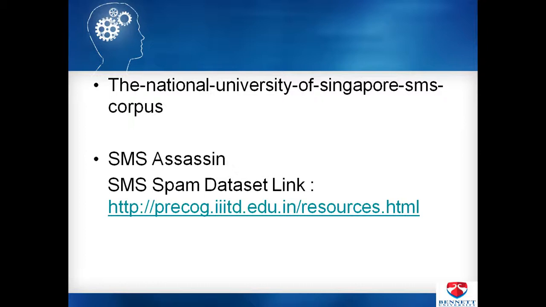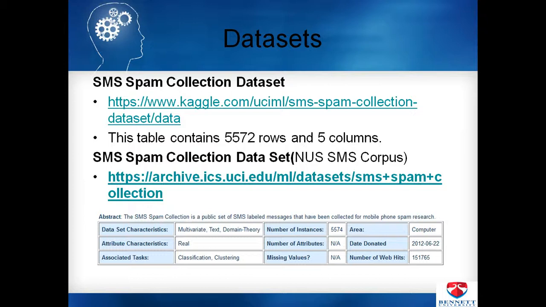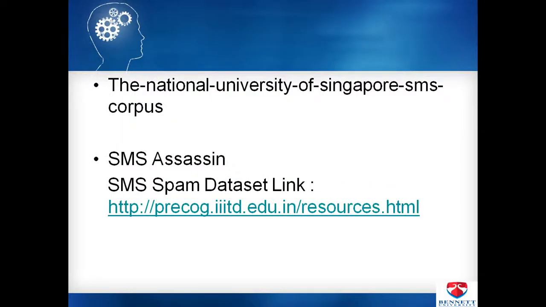So I have used these 4 datasets. The first is the SMS spam collection used by Kaggle, then the UCI library, then the National University of Singapore SMS corpus, and then SMS Asian. In the next slide, we will tell you which approach I have adopted and what type of results I got.